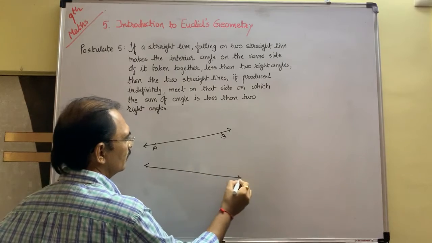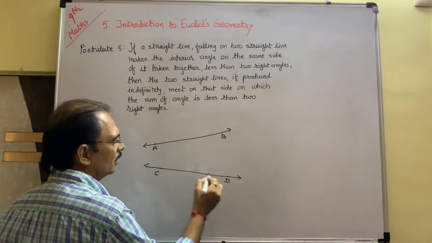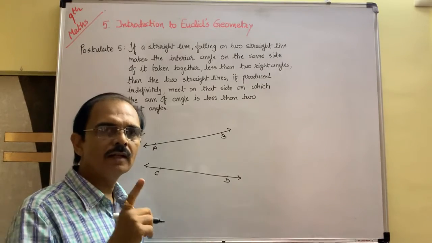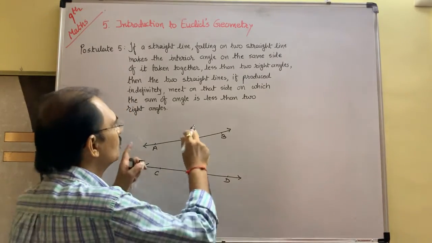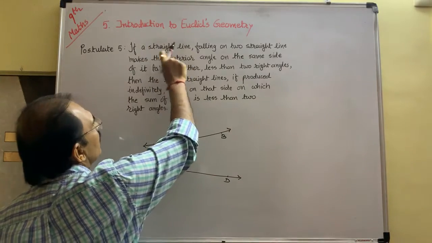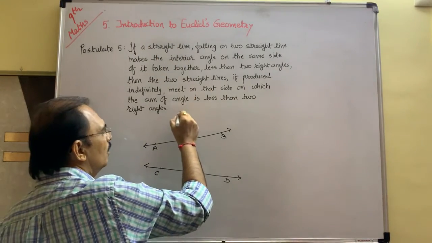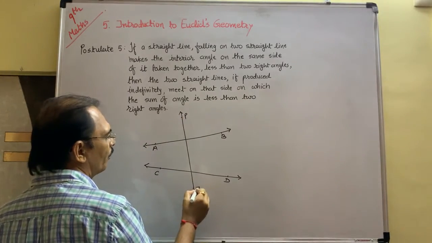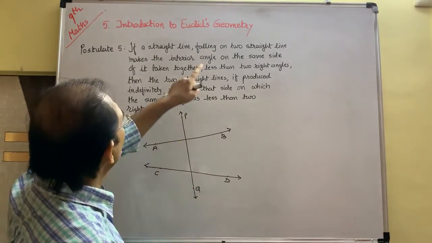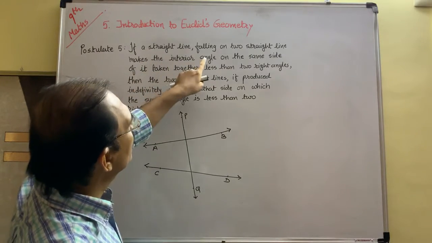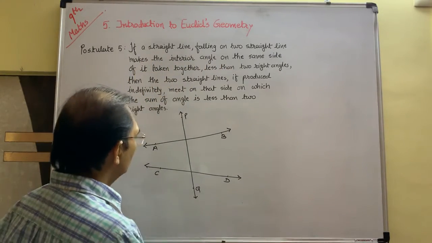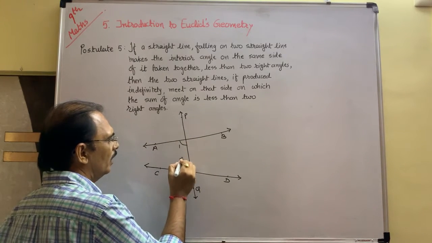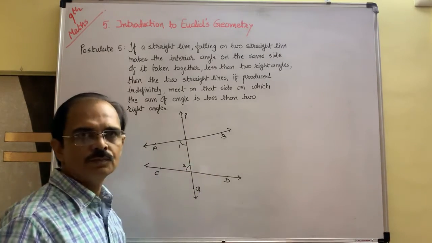another straight line, call it CD. Straight line doesn't mean that they are parallel. Okay, so I draw like this. Two straight lines, and one straight line, suppose PQ, falling on two straight lines makes the interior angles on the same side of it. Interior angle, suppose inside this angle and this angle. Suppose this is angle 1 and angle number 2.